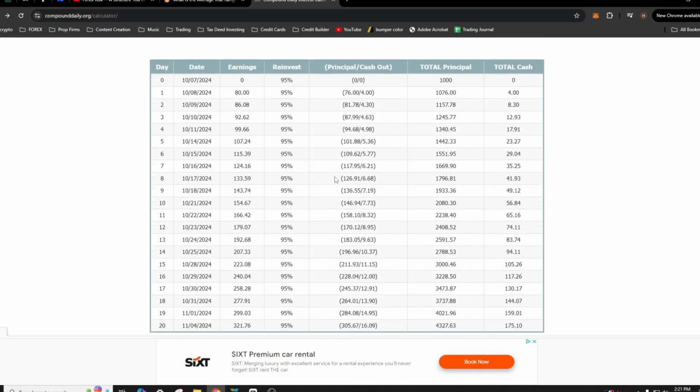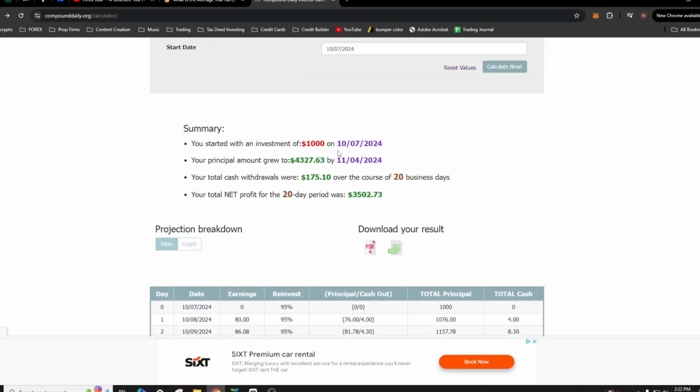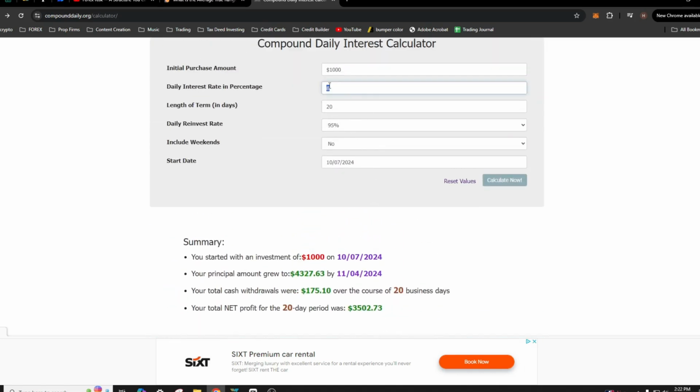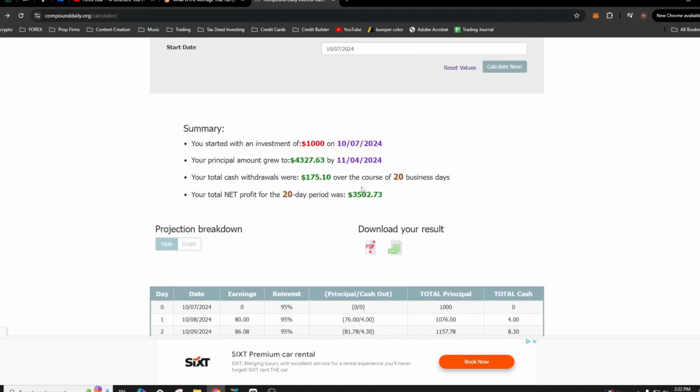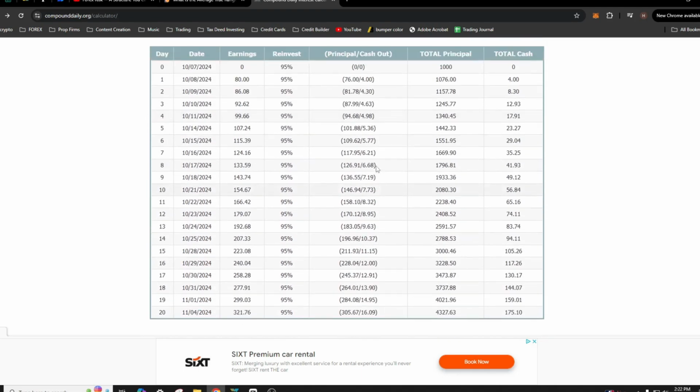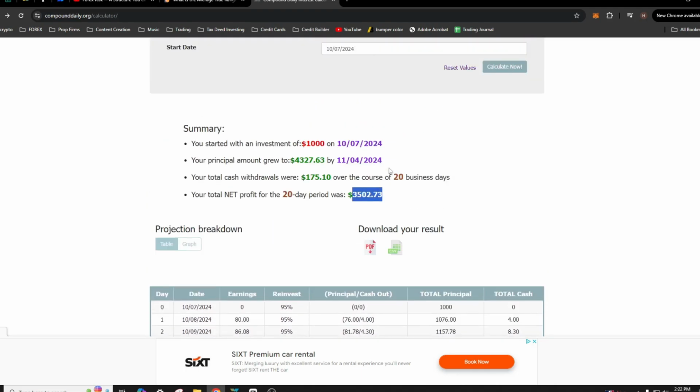And this is just over a 20-day period. You start with $1,000 and you're aiming for 8% a day. At the end of that month, you will have about $3,500. That's based off 20 days, which is the number of trading days in a trading month.